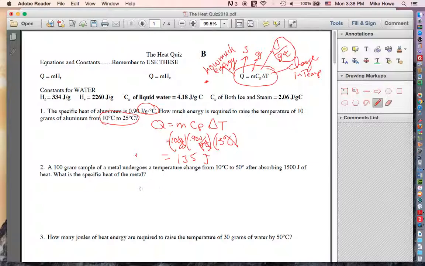Okay. The second problem, you've got a 100-gram sample of metal. It's undergoing a temperature change. Keywords, temperature change. And you're going from 10 to 50. So what is the temperature change from 10 to 50? Let's just figure that out real quick. What is it? 40. That'd be 40. Okay, it says you're absorbing 1,500 joules. Which one of these variables is 1,500 joules going to fit? Is that Q, M, CP, or delta T?